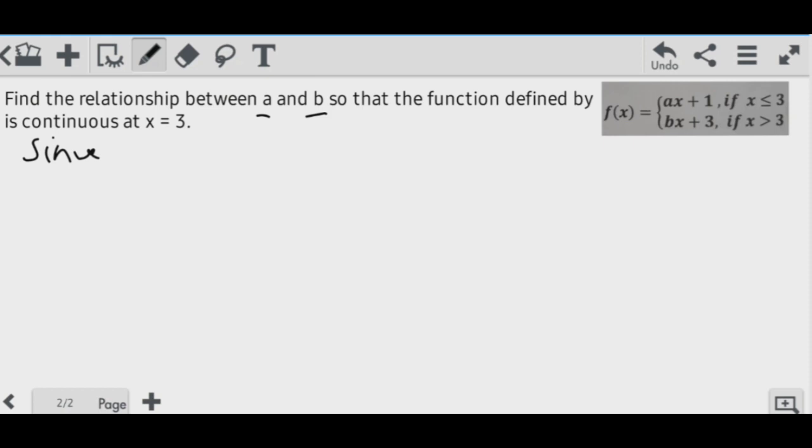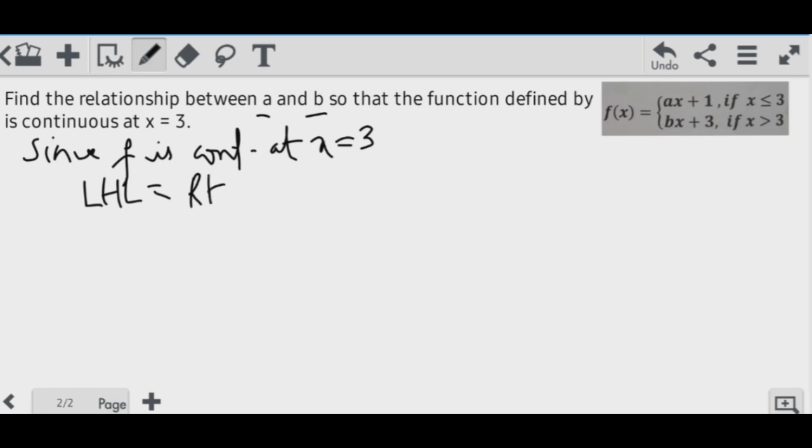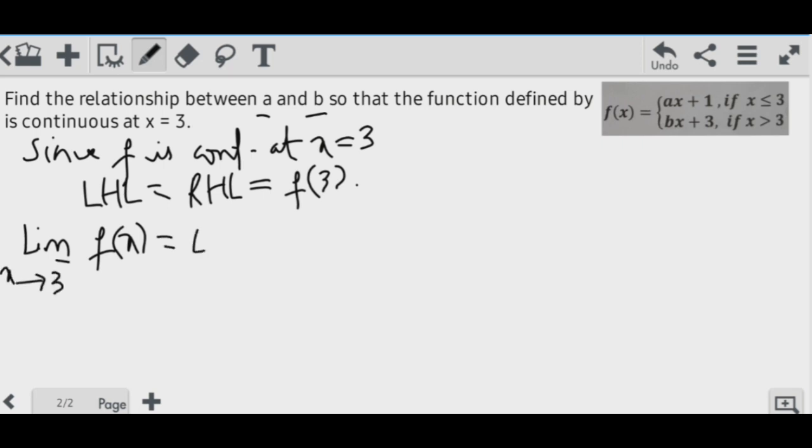Since f is continuous at x is equal to 3, LHL is equal to RHL is equal to the value of the function at the given point, that is 3. So how do you write LHL? Limit of function f of x as x tends to 3 minus is equal to limit of the function f of x as x tends to 3 plus is equal to f of 3.